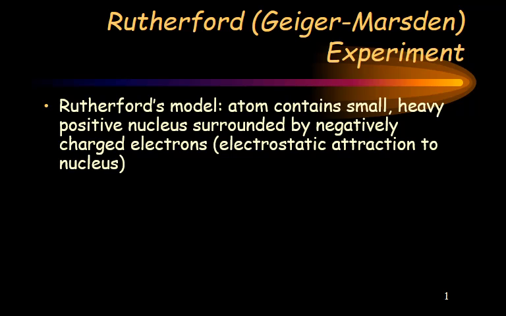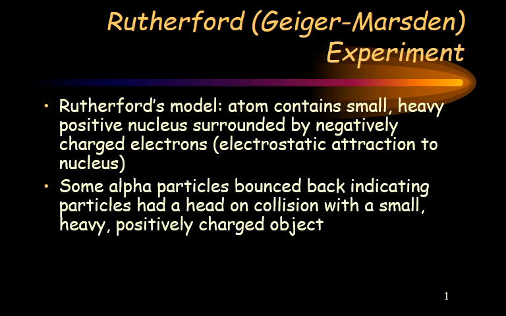There's an electrostatic attraction to the nucleus, and the electrons are whizzing around the nucleus. Some of those alpha particles bounce back at very, very extreme angles, showing that the particles essentially had a head-on collision, and because of that, proved that the nucleus was extremely, extremely small.